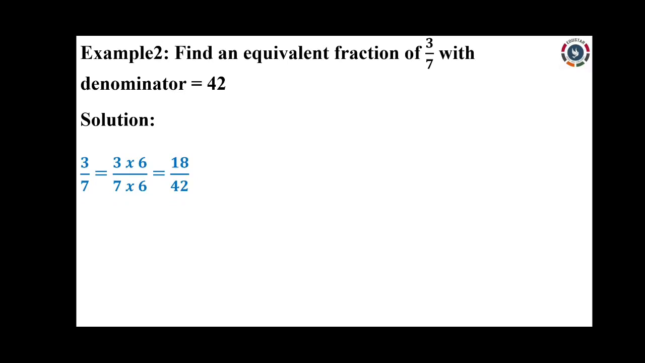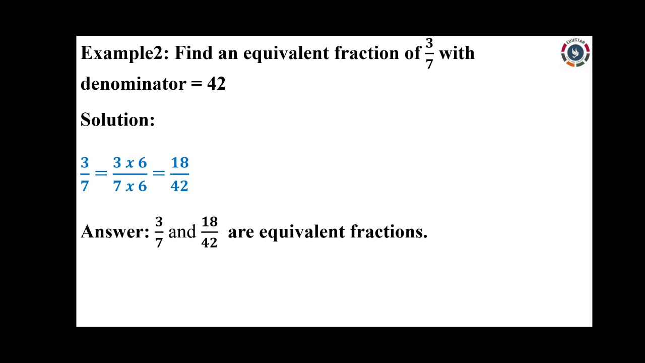With 7, if we multiply what number, we will get 42? With 7, if we multiply the number 6, we will get 42. So, both the numerator and the denominator we have to multiply with 6. 3 6s are 18, 7 6s are 42. So, the equivalent fraction of 3 by 7 is 18 by 42. 3 by 7 and 18 by 42 are equivalent fractions.